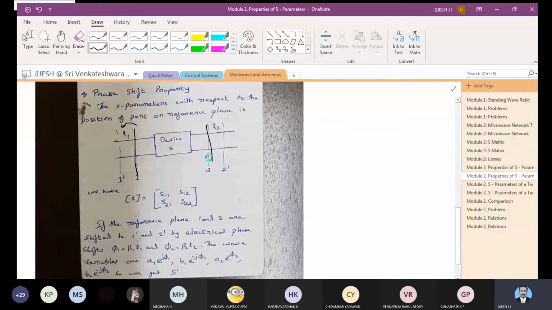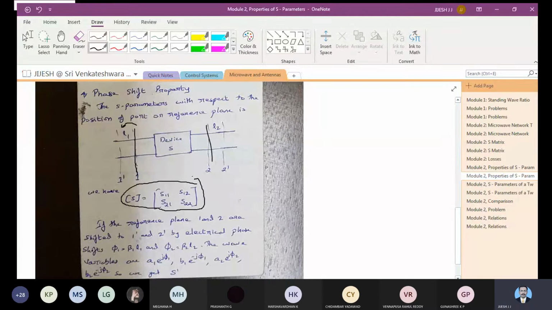If reference planes 1 and 2 are shifted to 1 dash and 2 dash, a phase difference is generated, that is phi 1 and phi 2. Phi 1 will be beta 1 L1 and phi 2 will be beta 2 L2. So there will be a change in variation with respect to the wave, and you will have A1 e^(j phi 1), B1 e^(-j phi 1), A2 e^(j phi 2), and B2 e^(-j phi 2). This is what you're going to get. So this is the S matrix representation. With respect to the phase change, we will be modifying the equation further. So you have completed this section.